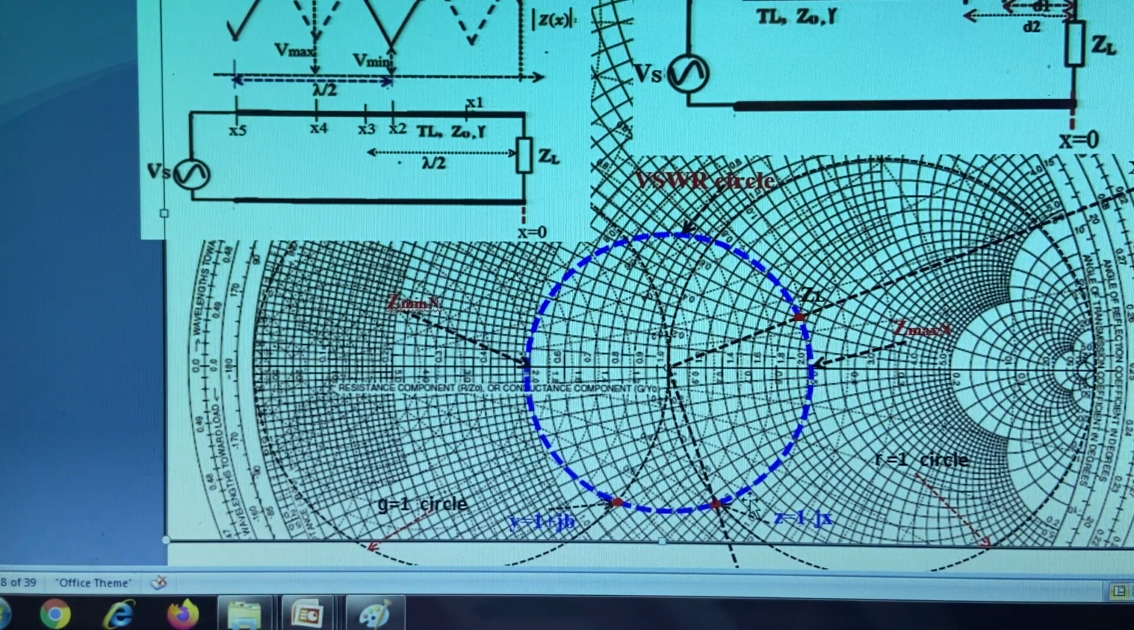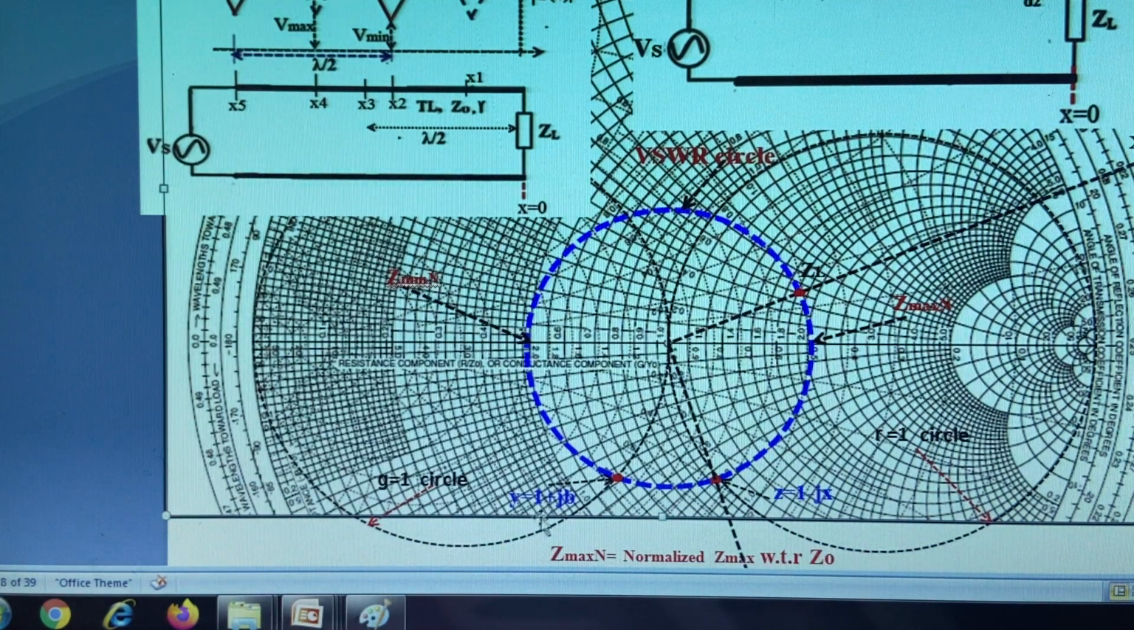Similarly, if you move further, one point we got is the impedance equal to 1 minus jx. Next, if you move further like this, we come across one more point where the VSWR circle is intersecting the G is equal to one circle. This we studied in the Smith chart, in impedance matching. So this VSWR circle intersects the G is equal to one circle somewhere here.